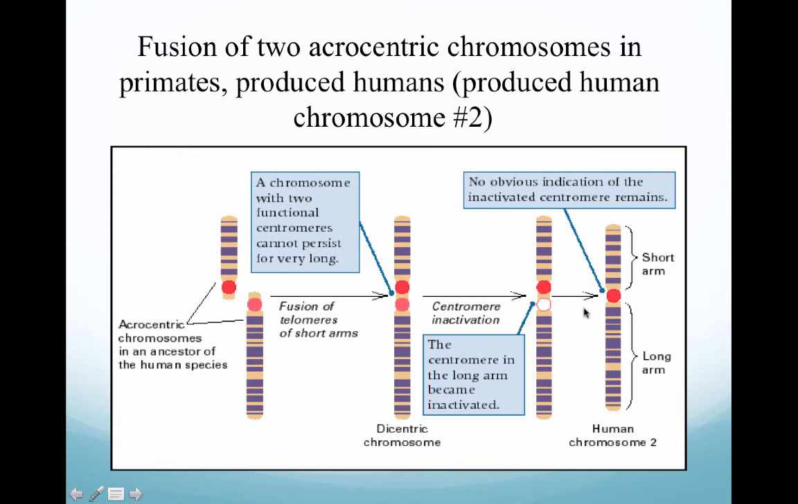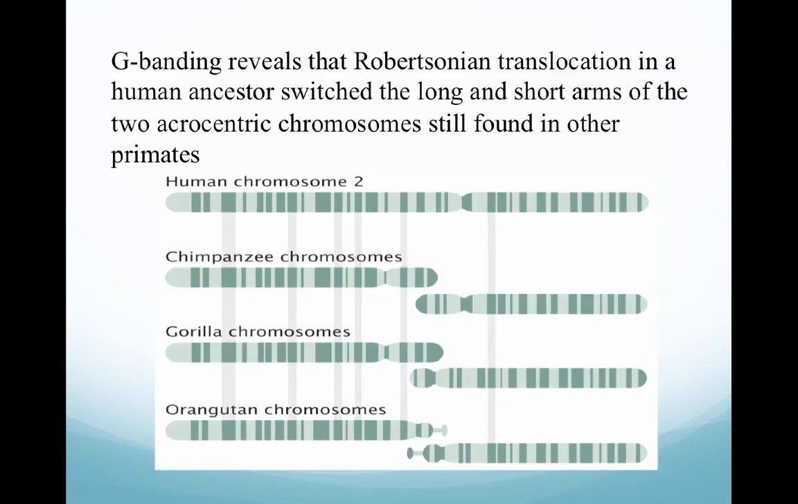So that fusion that's taking place is illustrated in this figure. We've got two acrocentric chromosomes that are fused together into a dicentric chromosome. And then the second centromere eventually becomes inactive, and that results in our chromosome number 2. So that's how geneticists believe that we evolved from orangutans and our primate friends to humans. It's kind of cool.